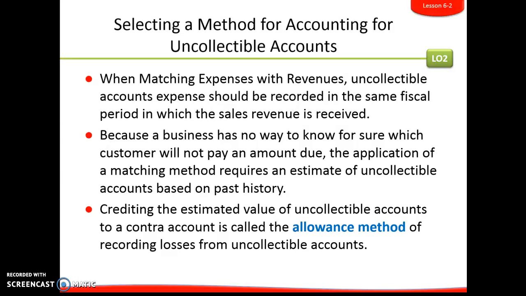This allowance method is what we used in Accounting 1, so hopefully this should be kind of review for us. First, they talk about that accounting concept, matching expenses with revenue. So uncollectible accounts expense should be recorded in the same fiscal period in which the sales revenue is received. Because a business has no way to know for sure which customer is not going to pay an amount due, the application of the matching method requires an estimate of uncollectible accounts based on past history. So they're going to look at some past history. It might be a percentage of sales that are uncollectible, that type of thing, to figure out what they believe will be uncollectible. Crediting the estimated value of uncollectible accounts to a contra account is called the allowance method of recording losses from uncollectible accounts.